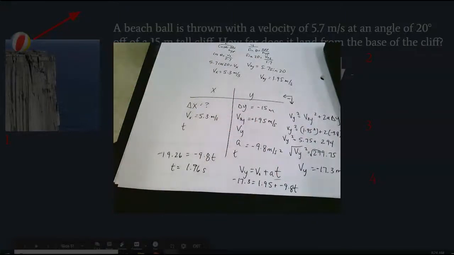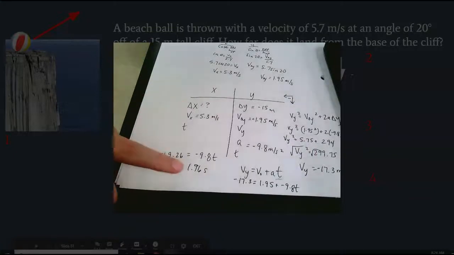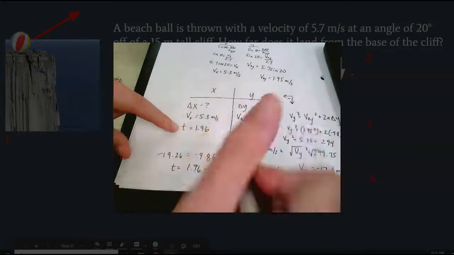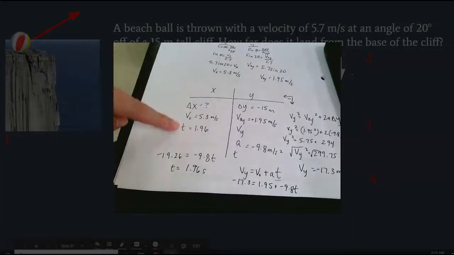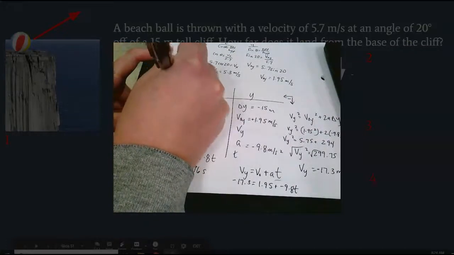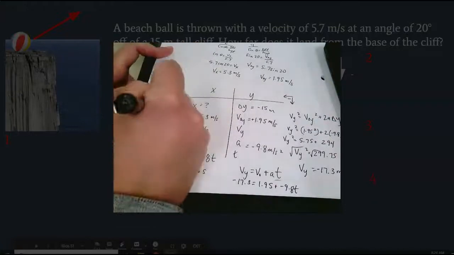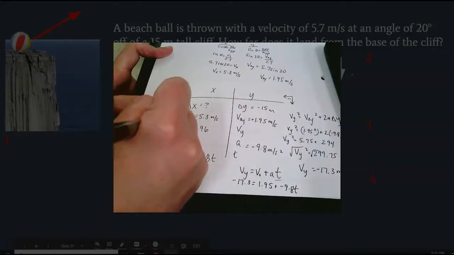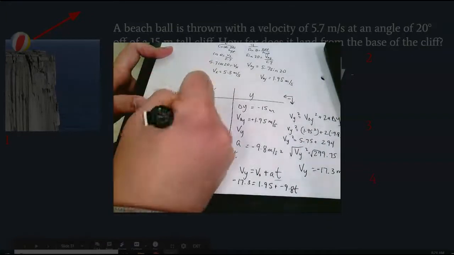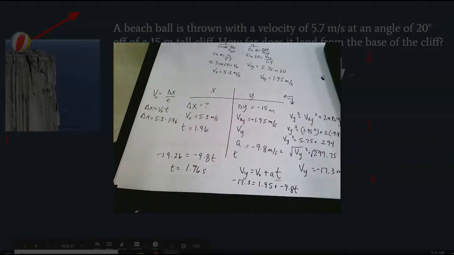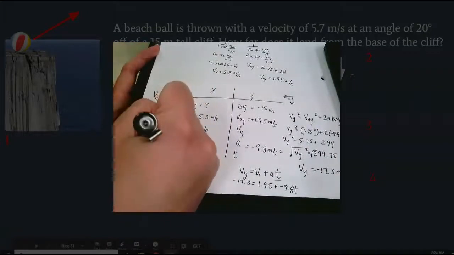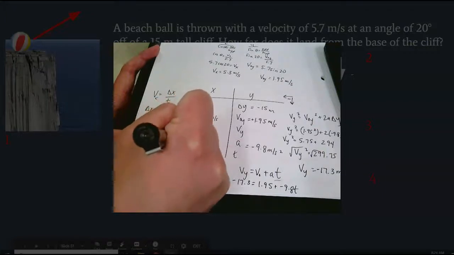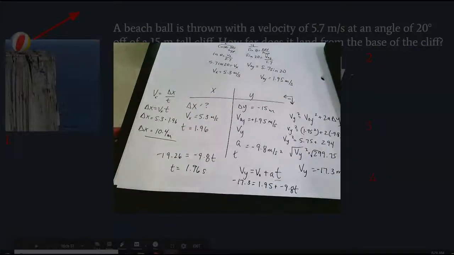Whew, okay, but I'm still not done because I'm trying to find a displacement, but I'm getting closer because I know that if my time over here is 1.96, it better be over here because we're talking about one motion. We're just breaking it up into two directions. And so my last piece, I know velocity is a displacement over time. So my displacement is just equal to velocity times time. If I plug in what I know, 5.3 times 1.96, I can find out that I'm going to travel 10.4 meters from the base of the cliff. Woohoo! Go team!